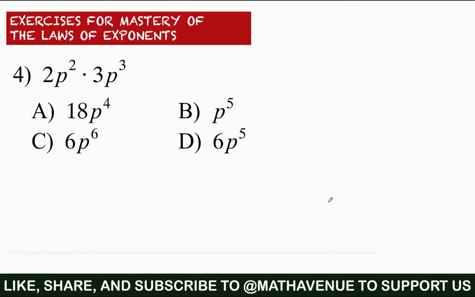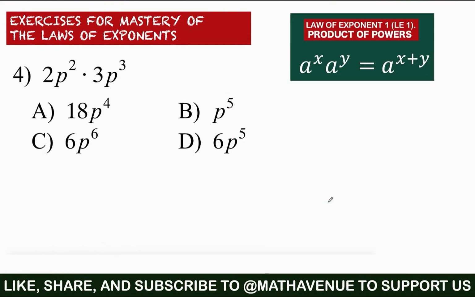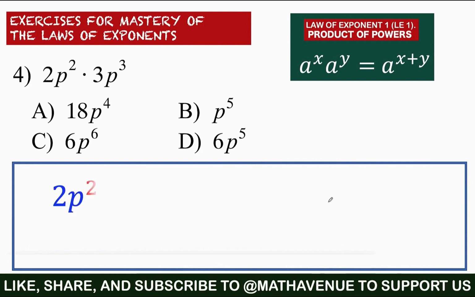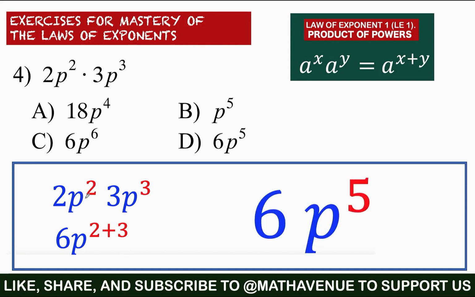Next problem. 2p squared times 3p cubed. So again, multiply together all those constants and multiply together all those factors with the same variables. And this is now the result. So 2 times 3 is 6. P to the second times p to the third is p to the fifth. Common mistake here is to multiply 2 times 3 and get the exponents wrong, and you might think the answer is letter C. No, the answer must be letter D.